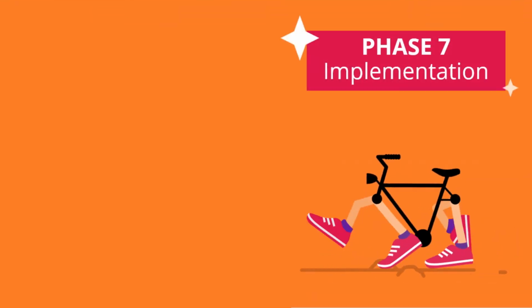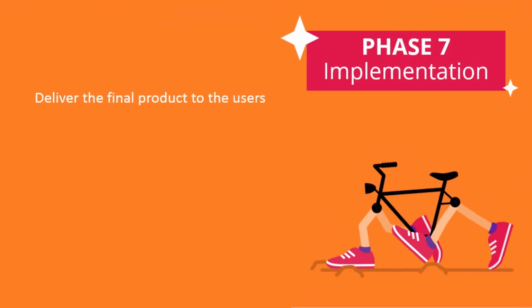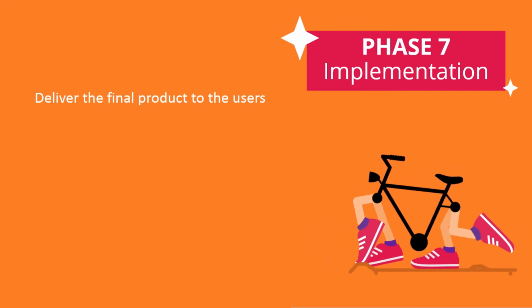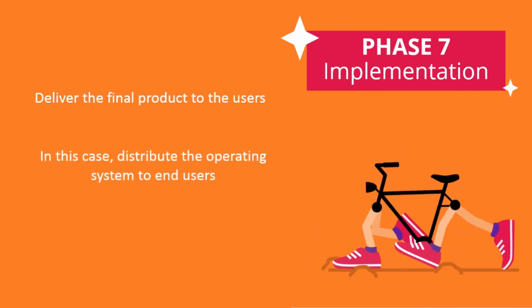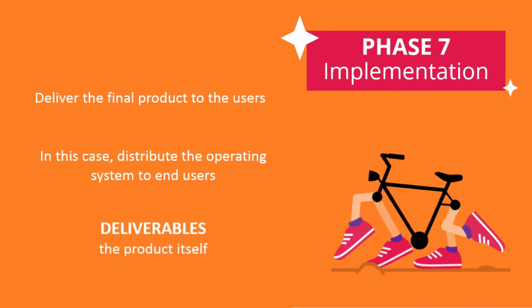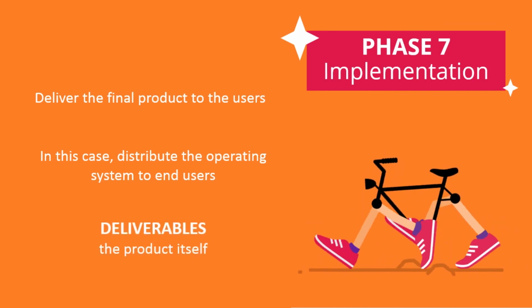Phase 7 is implementation, or in this case, distribution. Apple Copland operating system should be completed and is ready to be distributed massively to the end users. The deliverables are physical or logical data media.